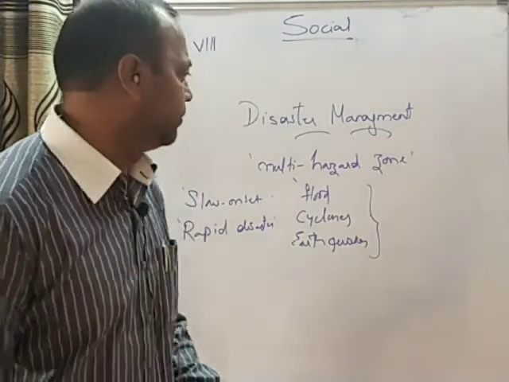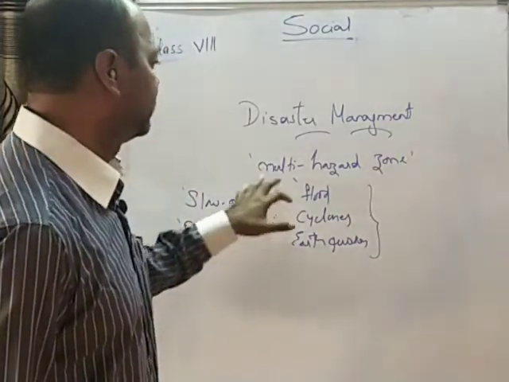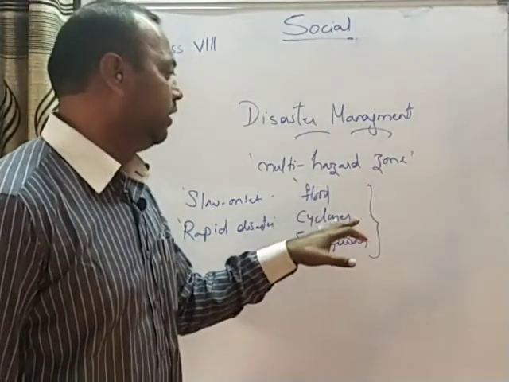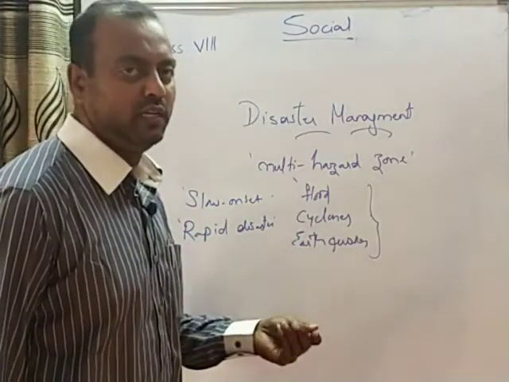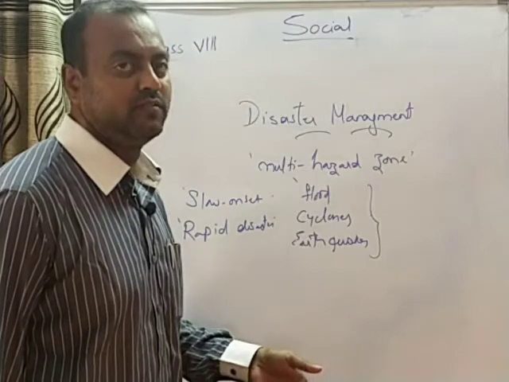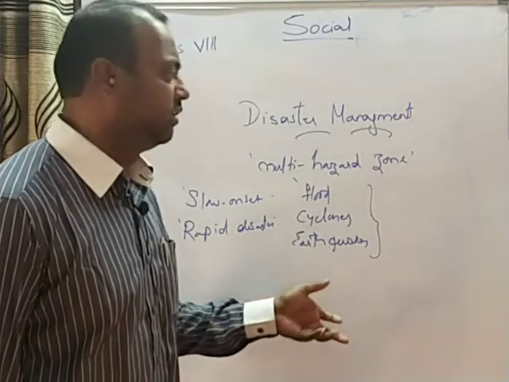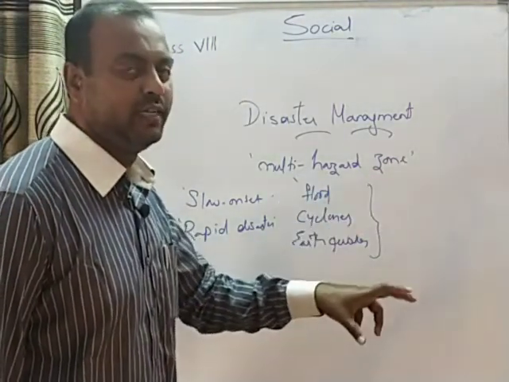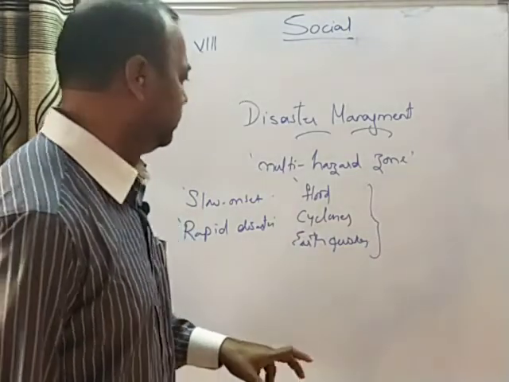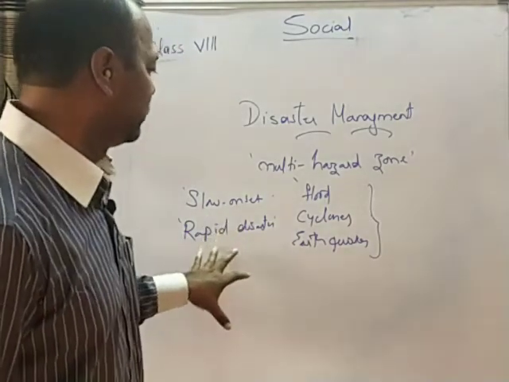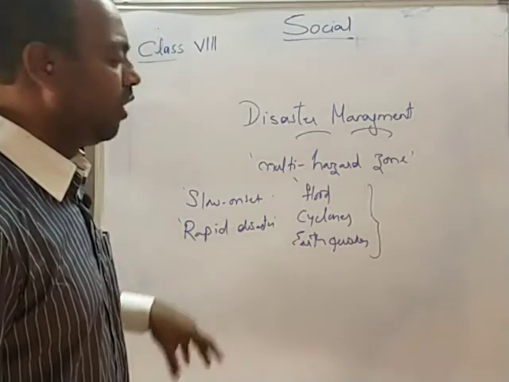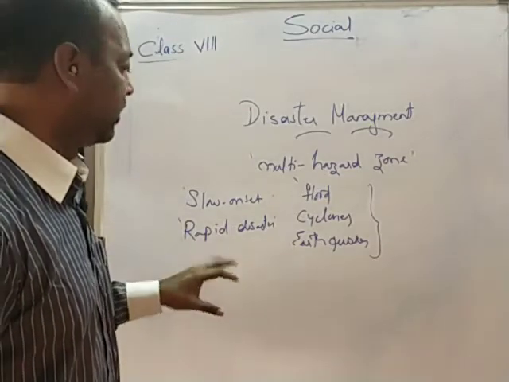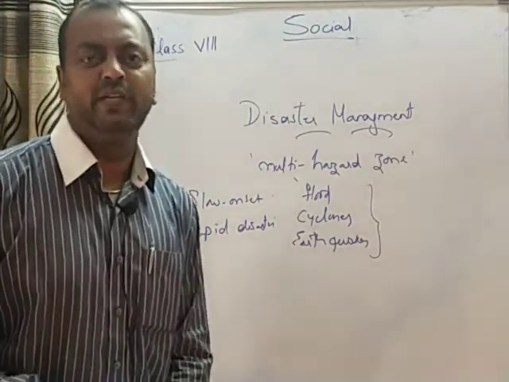Yesterday we classified areas like a multi-hazard zone, where earthquakes, floods, and cyclones occur. Different kinds of disasters occur in the same place. Such areas are called a multi-hazard zone. So these disasters we have classified as slow onset disasters and rapid onset disasters.